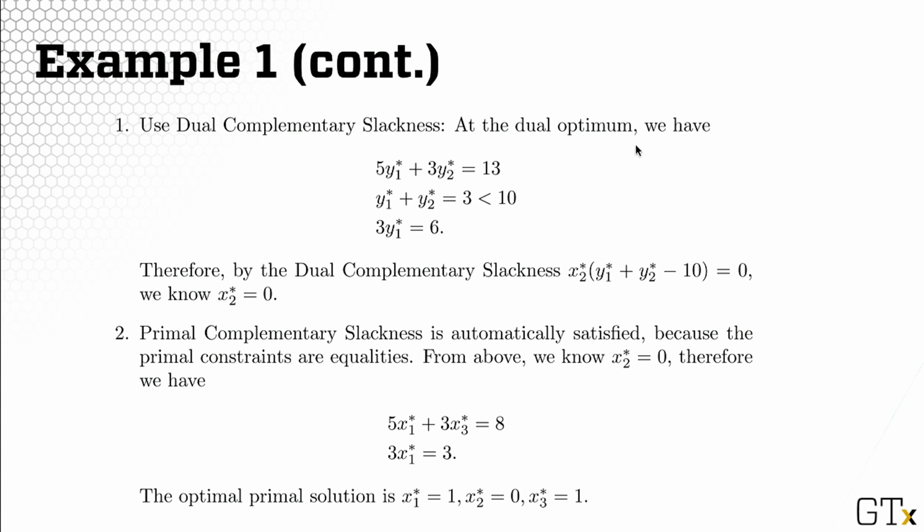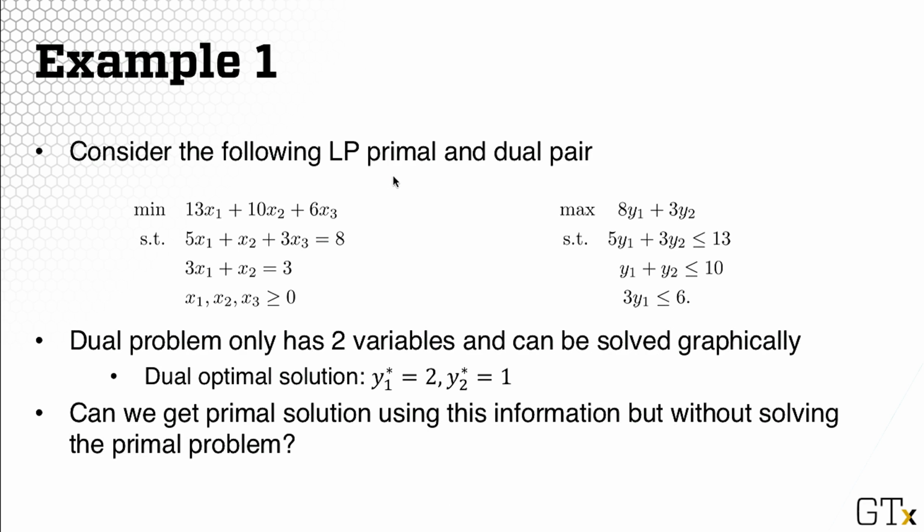So at the dual optimal solution, we should have the following. We just plug the dual optimal solution into the constraints. If we plug y1 is 2 and y2 is 1 into these two constraints, we get 5y1 plus 3y2 equals 13, and y1 plus y2 equals 3. So 13 is equality, active. The second constraint is equal to 3, which is strictly less than 10. This is an inequality. So if we apply dual complementary slackness, it immediately tells us that x2 times this constraint slack equals 0, and this dual constraint gives us a non-zero 3.